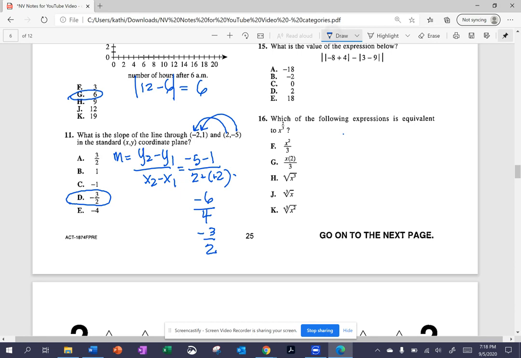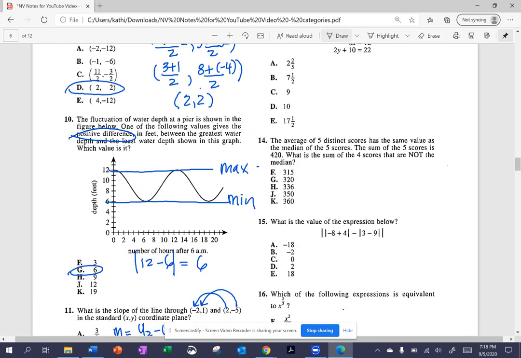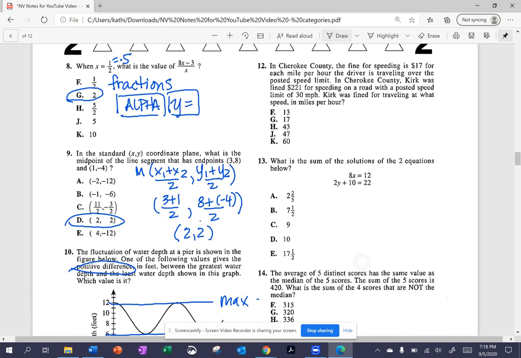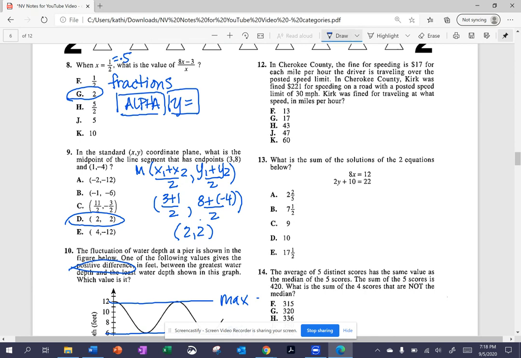All right, let's try 12. In Cherokee County, the fine for speeding is $17 for each mile per hour the driver is traveling over the posted speed limit. In Cherokee County, Kirk was fined $221 for speeding on a road with a posted speed limit of 30 miles per hour. Kirk was fined for traveling at what speed in miles per hour?